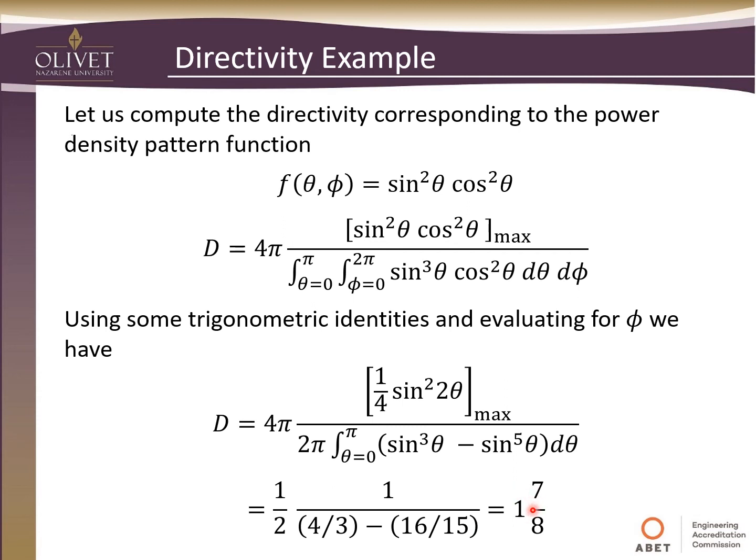We know that our Hertzian dipole was 1.5. So this is 1 7/8. So this is slightly more directive in its pattern. Not tremendously more, but it is slightly more than just a Hertzian dipole.